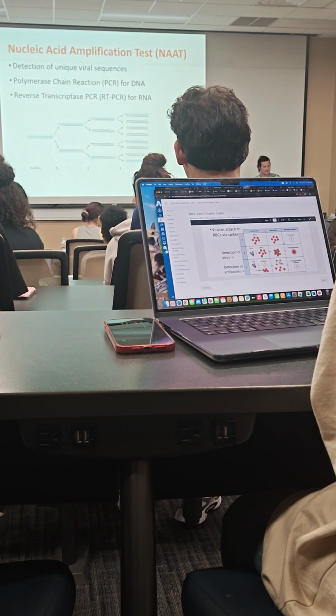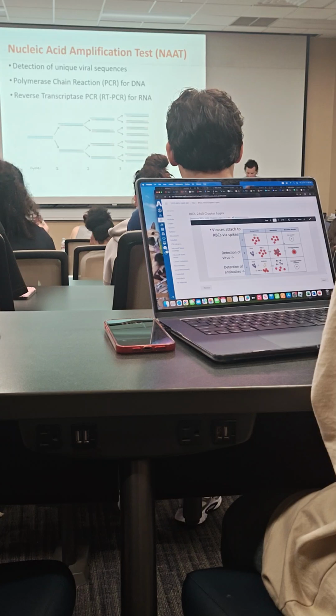A nucleic acid amplification test, or PCR.